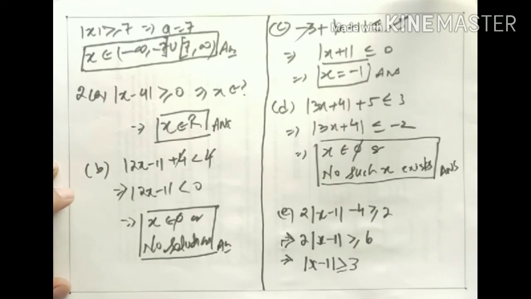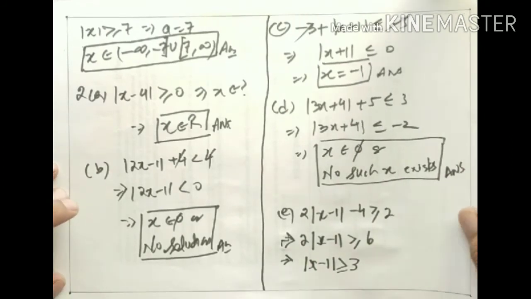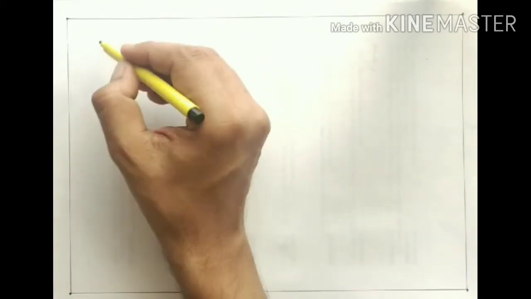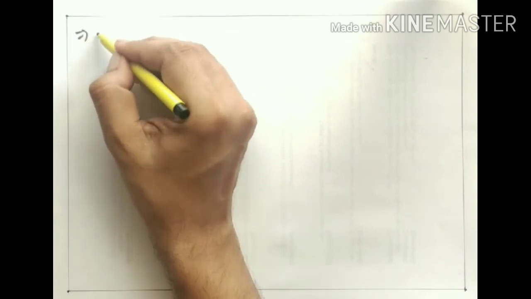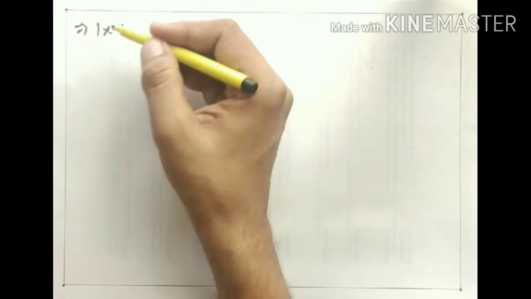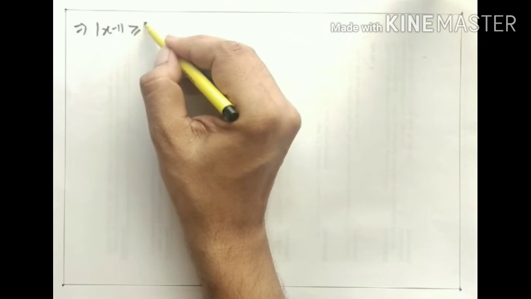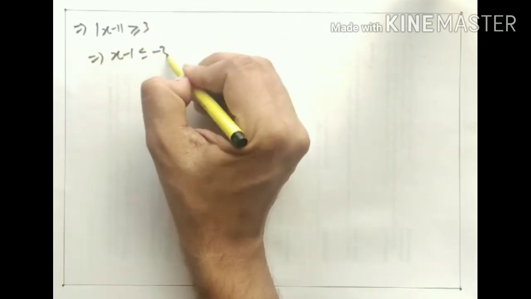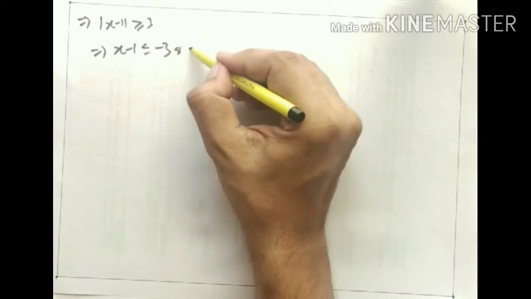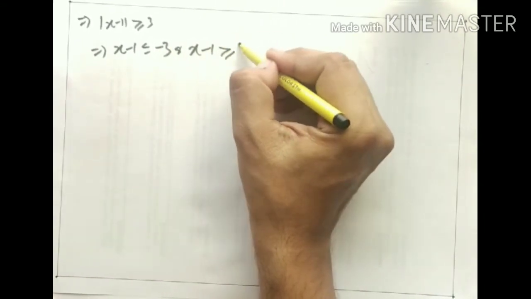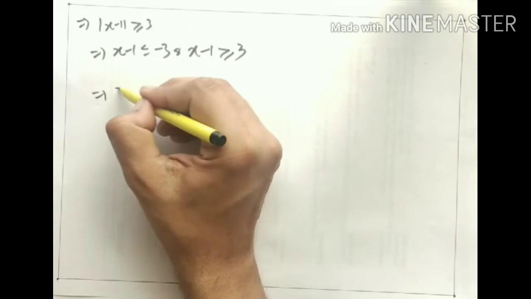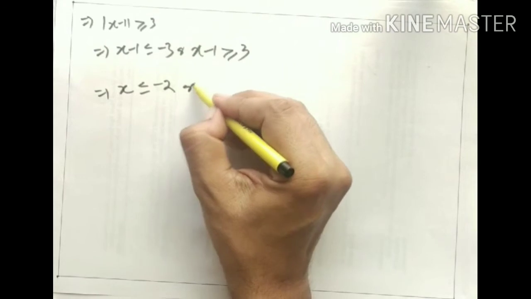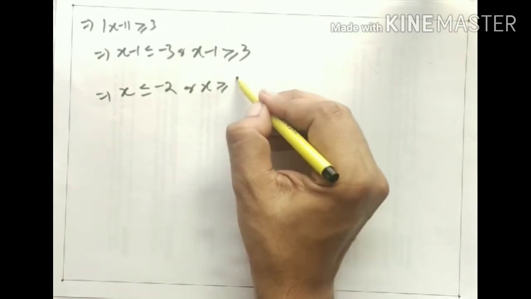So that means, let's see how we'll proceed further. As we know by the basic formula, mod of x minus 1 greater than or equal to 3 implies x minus 1 will be less than or equal to -3, or x minus 1 will be greater than or equal to 3. So that means x will be less than or equal to 1 minus 3, that is -2, or x is greater than or equal to 1 plus 3, that is 4.